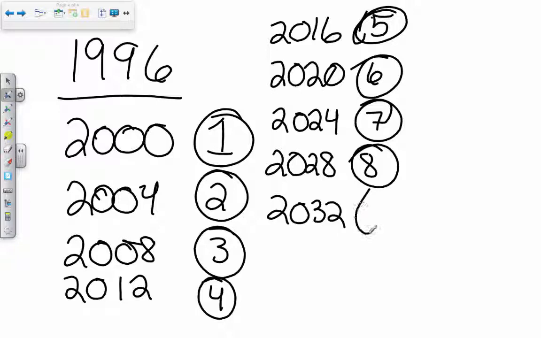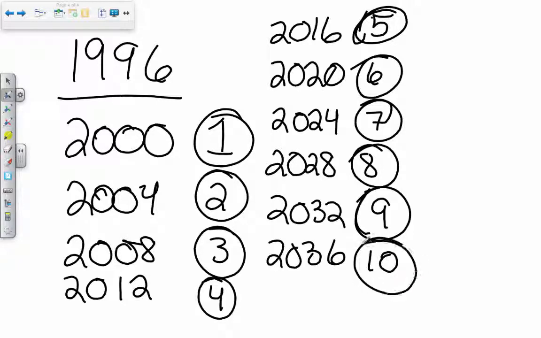2032 would have been 9. I'm still older. 2036 would have been 10 years old. Wow. All right. No, but he's still going to college. No, he's not. No, how? He can still have his driver's license, though? Does he still get his driver's license?